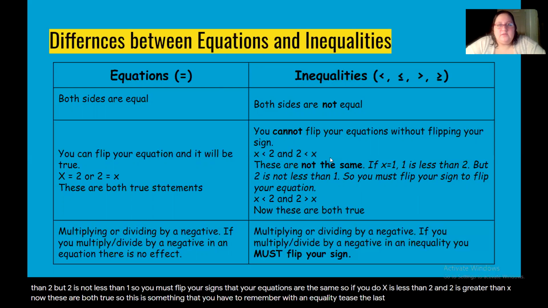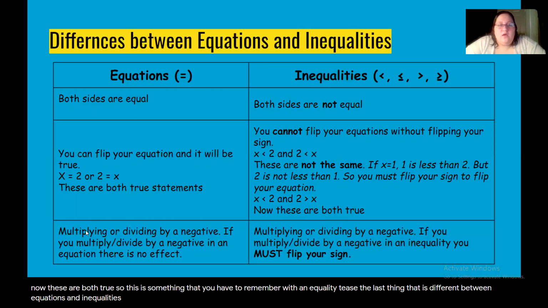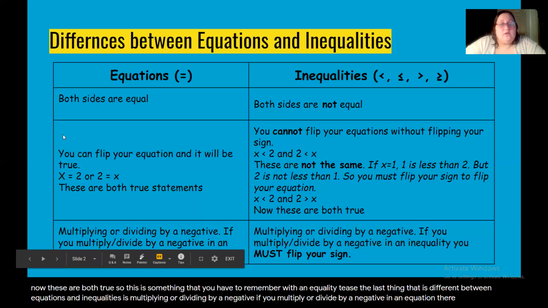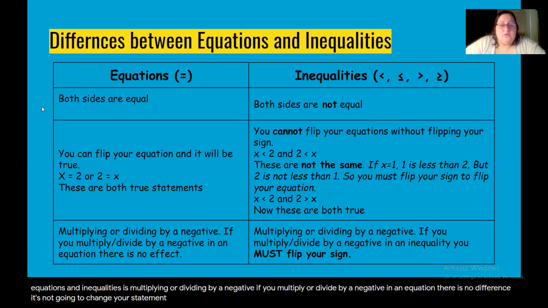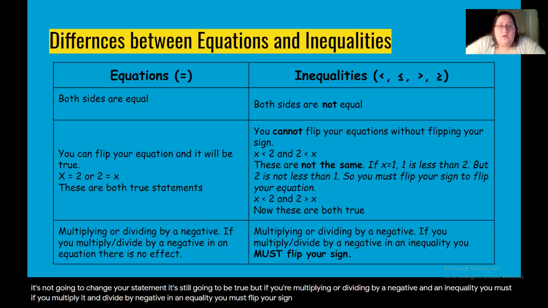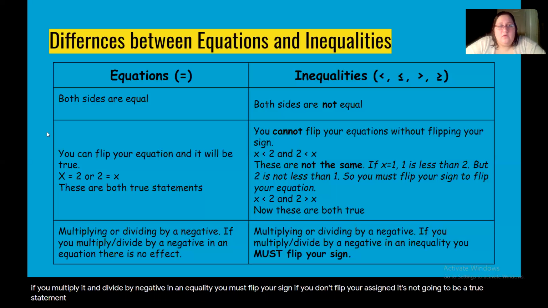The last thing that is different between equations and inequalities is multiplying or dividing by a negative. If you multiply or divide by a negative in an equation, there is no difference. It's not going to change your statement. It's still going to be true. But if you multiply or divide by a negative in an inequality, you must flip your sign. If you don't flip your sign, it's not going to be a true statement. Okay. And we'll see these as we move on. We have a practice problem that's going to have that in there.